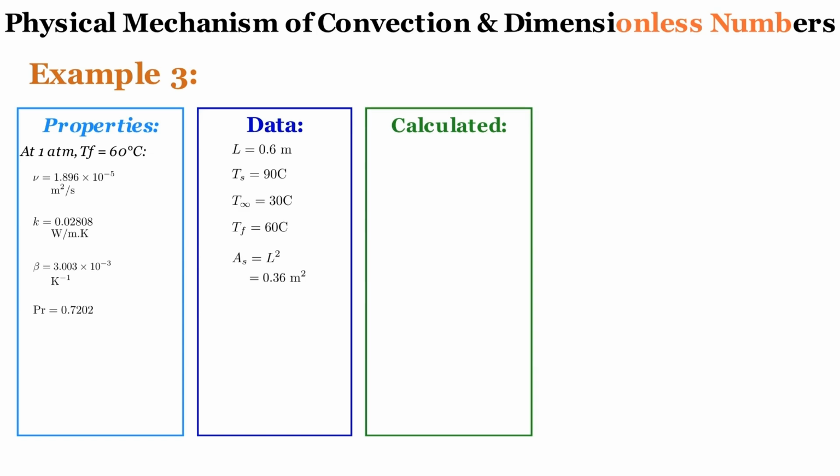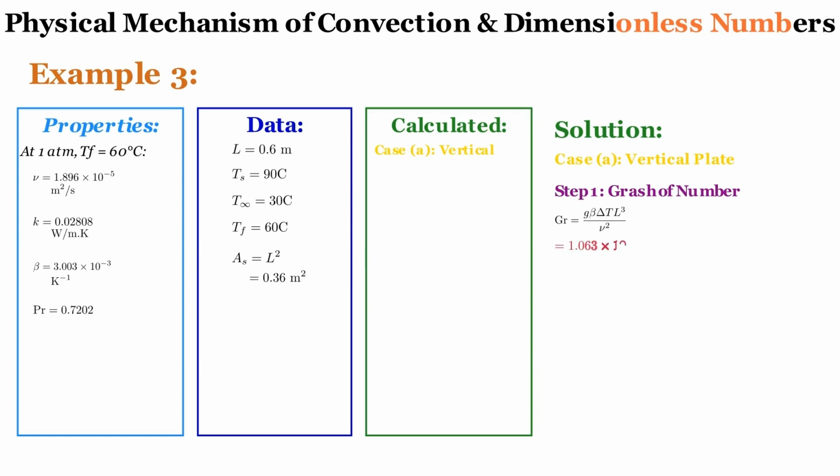Ready? Starting with case A, the vertical plate. This is the simplest orientation. Marking case A in our calculated values box. Step 1, Grashof number. Grashof equals g times beta times temperature difference times L cubed divided by nu squared. This gives us 1.063 times 10 to the 9th. That's a large number. Step 2, Rayleigh number. Rayleigh equals Grashof times Prandtl. We get 7.656 times 10 to the 8th.